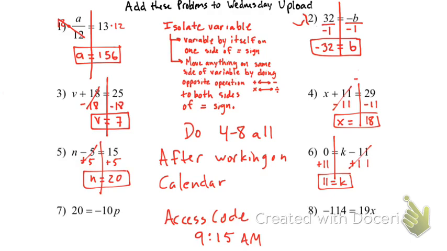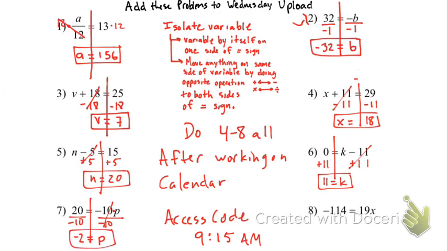Okay, number 7. The variable's on the right side. P, which means we got to get rid of the -10. What's the -10 doing? It is multiplying. So when you have a number written next to a variable, it actually means -10 times P. Okay? The opposite of multiplication is division. So we're going to divide both sides by -10. This turns into -2 equals P.